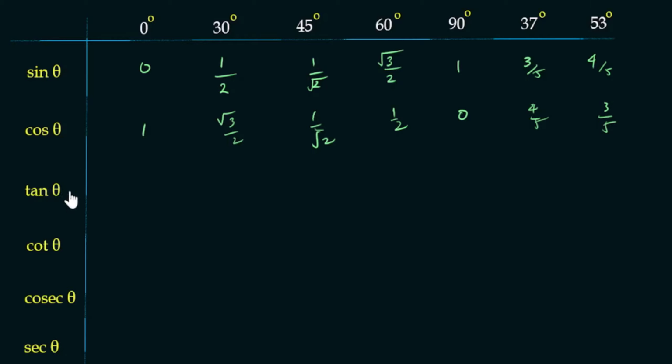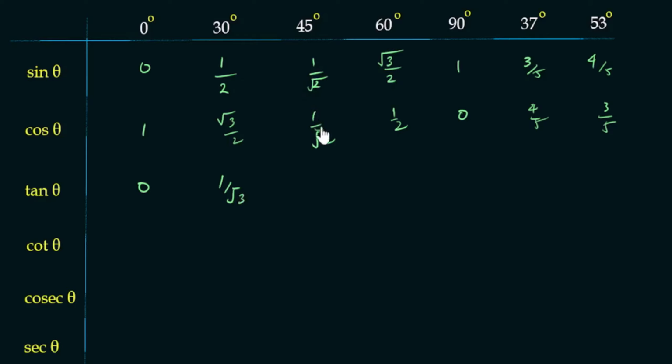Our next function is tan theta. Generally tan theta is the ratio of sin theta to cos theta. So 0 upon 1 will be 0. 1 by 2 divided by root 3 by 2 will be 1 by root 3.